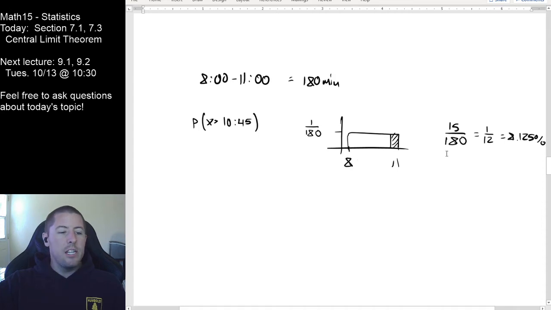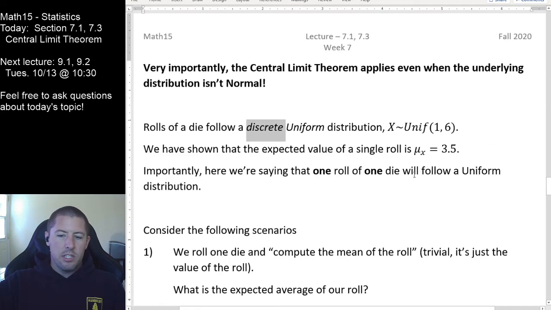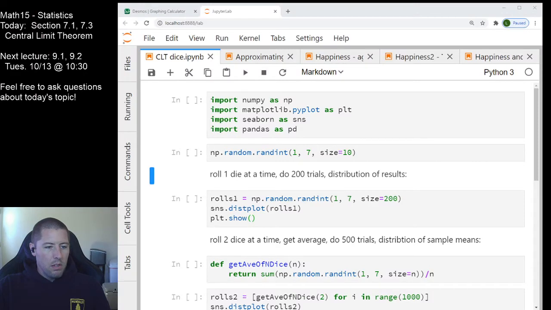So this would be a continuous uniform. Here we're looking at a discrete uniform with the dice rolls. And what I want to do is show you with technology how some of this stuff pans out. So I'm going to pop on over to a little bit of code that I have pre-written before the day.